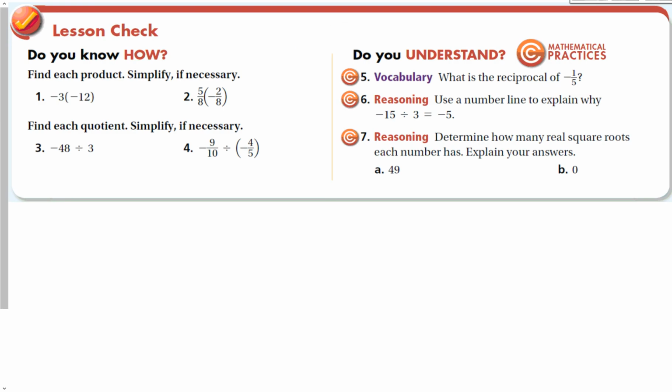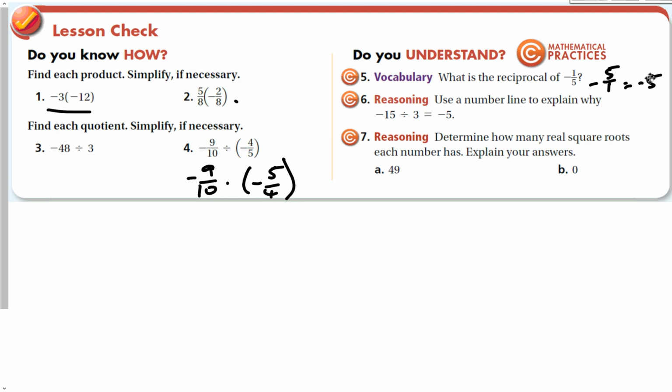Okay, so hopefully everybody has no problems with these. Find each product: two negatives multiply to be a positive. A positive and a negative multiply together to be a negative. To find the quotient, 48 divided by negative 3, that's going to be a negative number. To divide a fraction by another fraction, we change that to multiplying by the reciprocal, 5 over 4. What's the reciprocal of 1/5? Well, flip it over. It turns into 5 over 1 negative, which is negative 5.